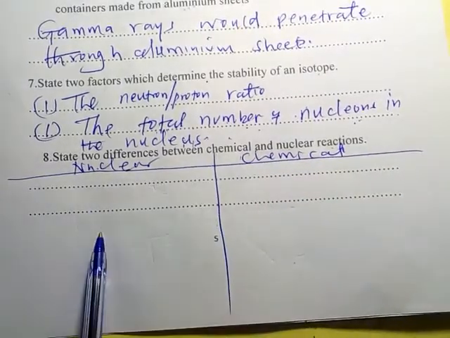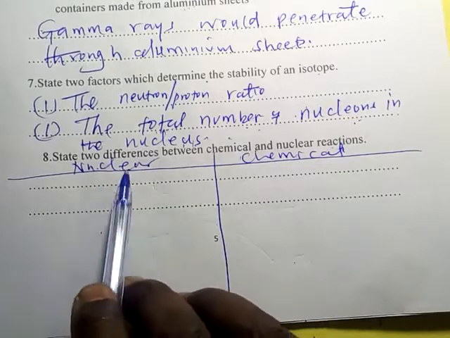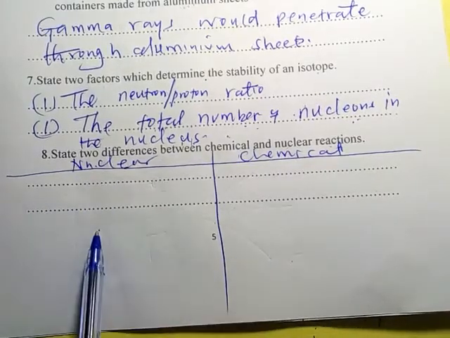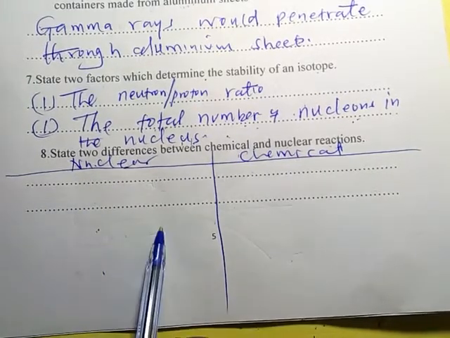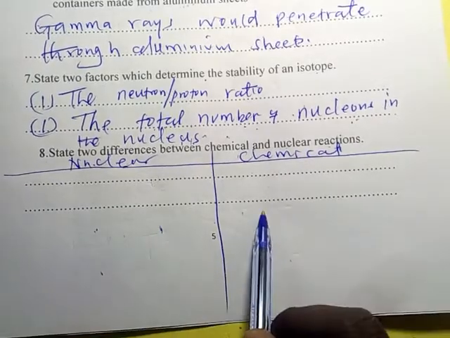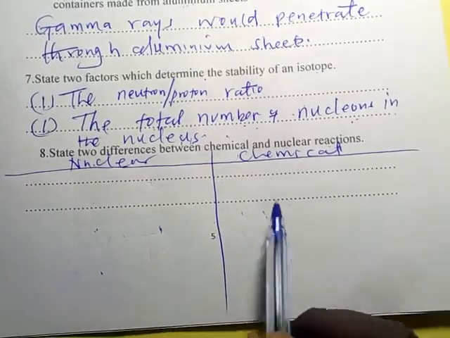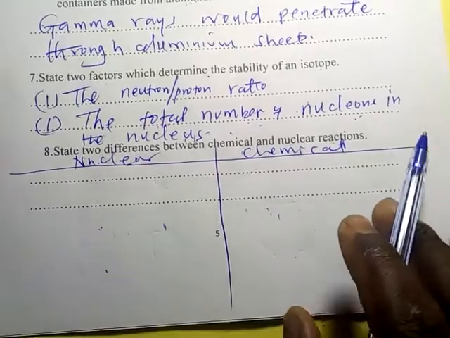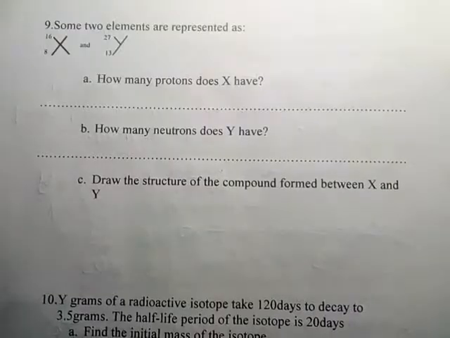So you also again remember that nuclear reactions involve protons and neutrons within the nucleus, while chemical reactions involve the electrons in the outermost energy level. So those are the things you need to know.